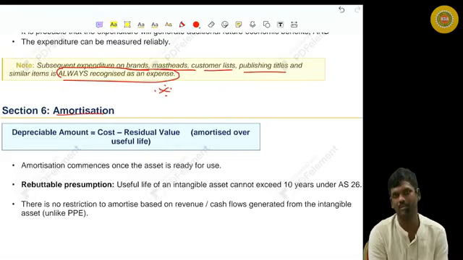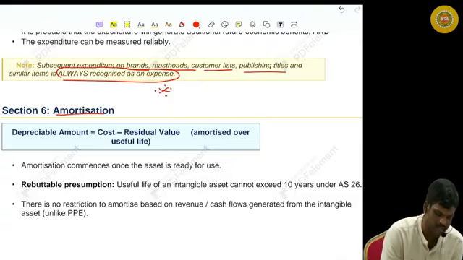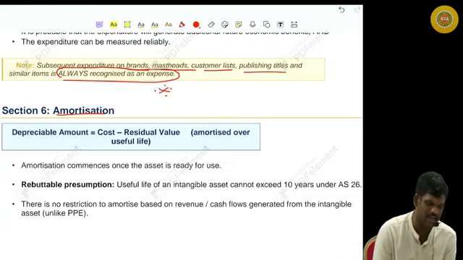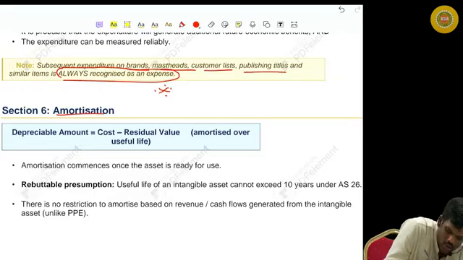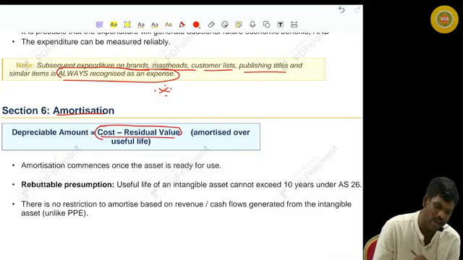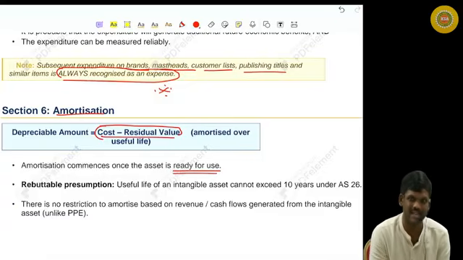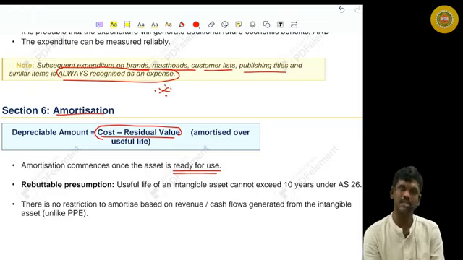Like what you call depreciation for PPE, for intangibles we call it amortization. Sir, how to calculate this depreciable amount? Cost minus residual value, divided by useful life. And amortization starts once the asset is ready for use. Same thing as AS10, not put to use. Ready for use is important.